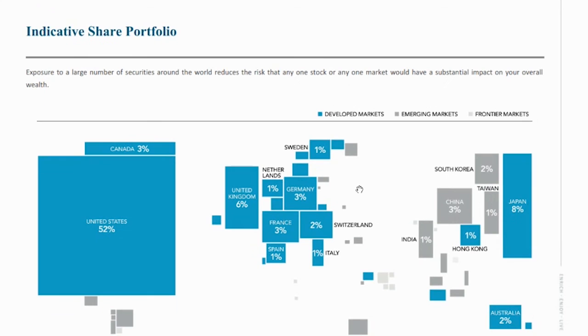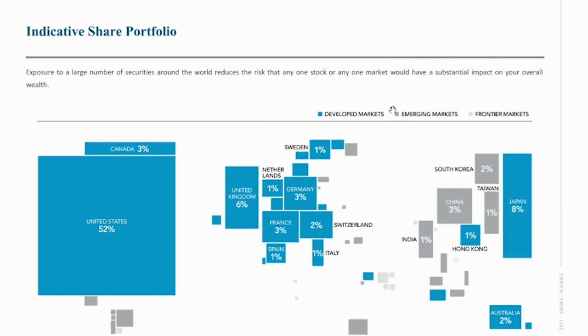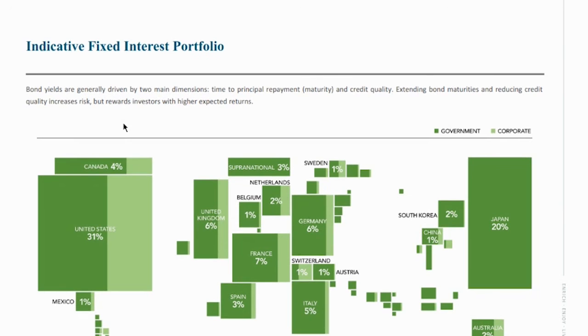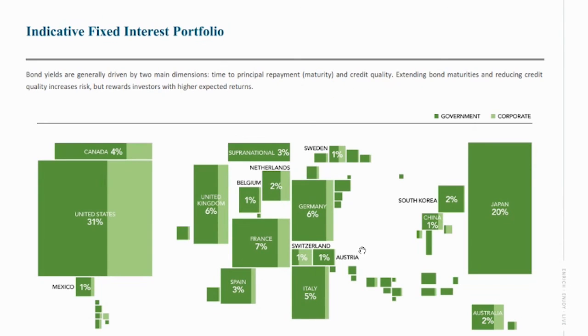The final two pages of the report, indicative share portfolio and indicative fixed interest portfolio, provide you with a bit of an illustration as to where the different investments of your portfolios are held. So these illustrations provide you with a high-level overview of your global component of your investments, and they demonstrate that you're well diversified and invested in a number of countries all around the world. This applies to the share component as well as the fixed interest portion as well.